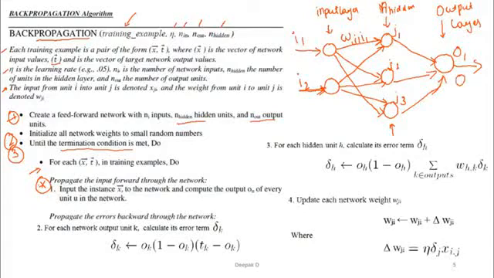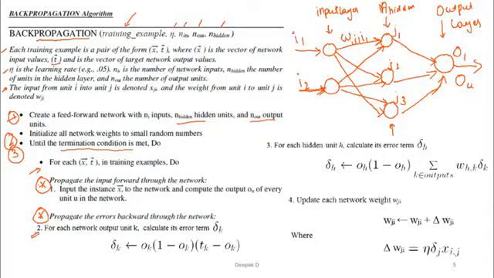Output is denoted as O. Here you can see that OU is represented as a unit. For every unit in the network, you need to identify the output. The next step is to propagate the error backward through the network. How do you identify the errors? That we'll see now.